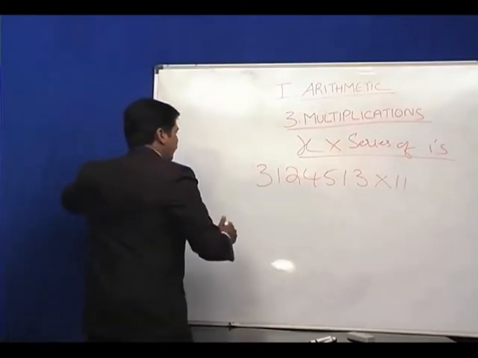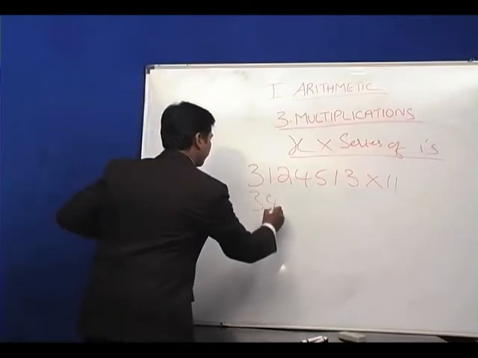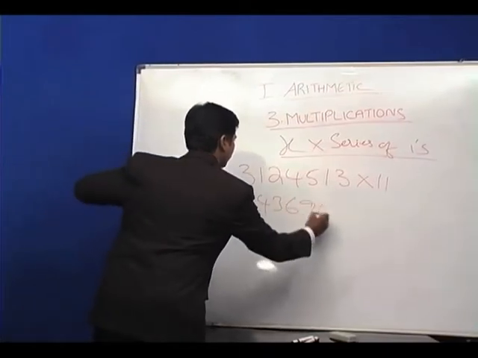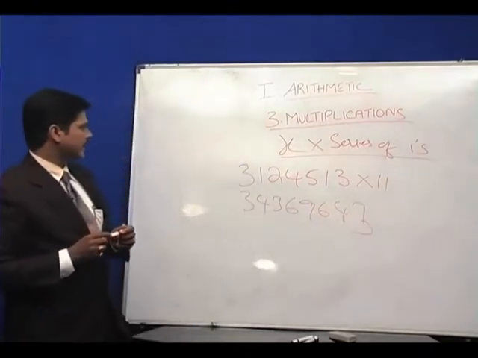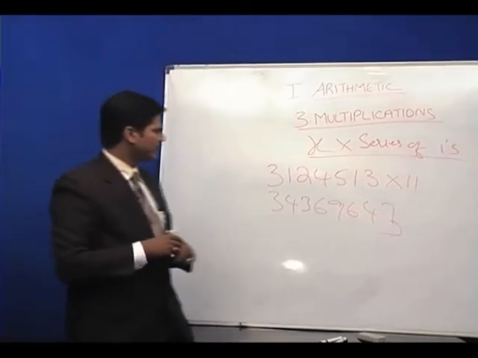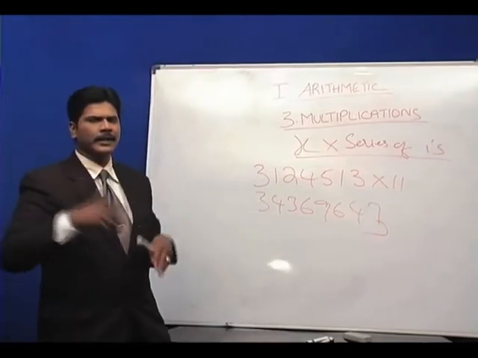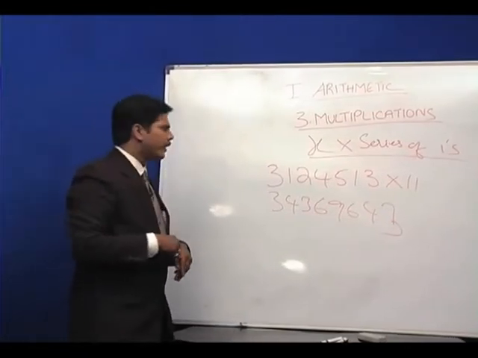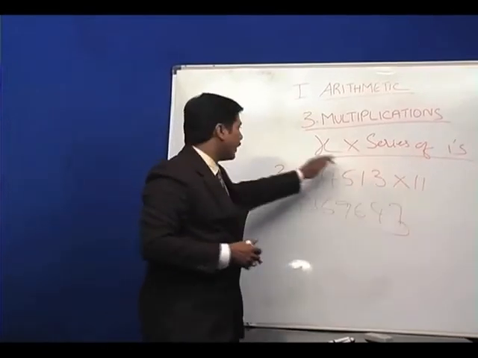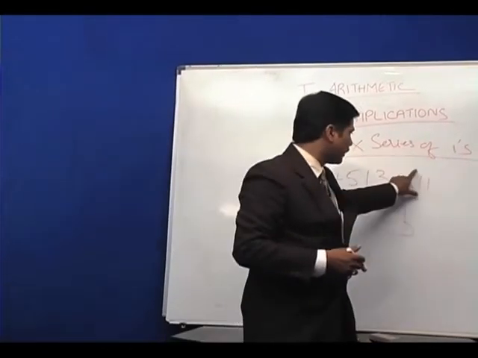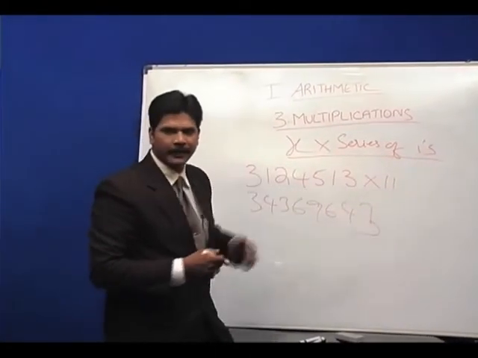Okay, the answer for this would be 34369643. And maybe you are wondering, how do I write the answer so fast without any calculation? Now there's a technique. This is only possible for 11s only, mind you. Any number in a series of 1s, so 11 is a series of 2 ones. That's why it's possible by 11.